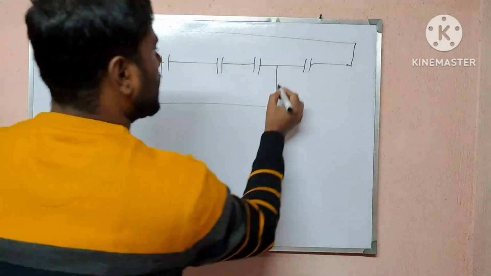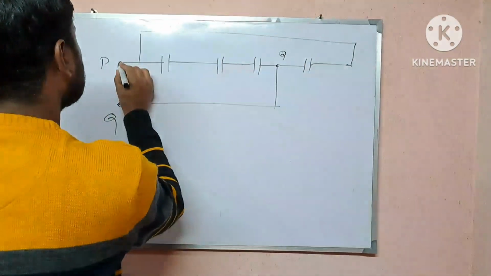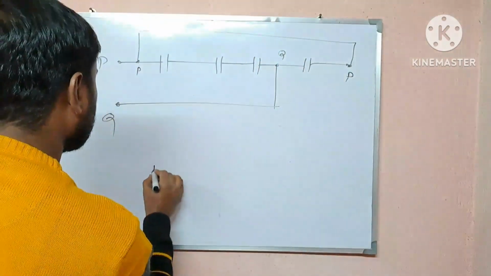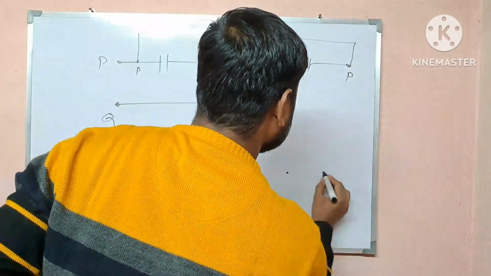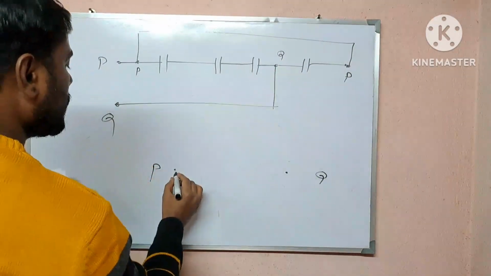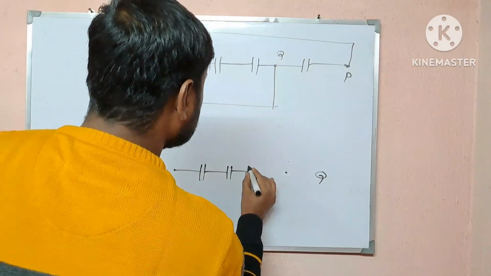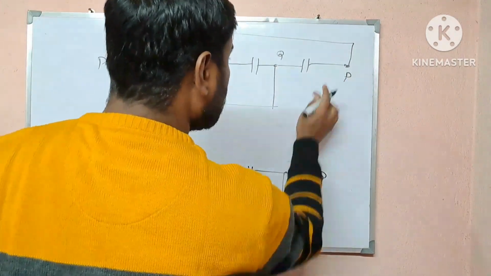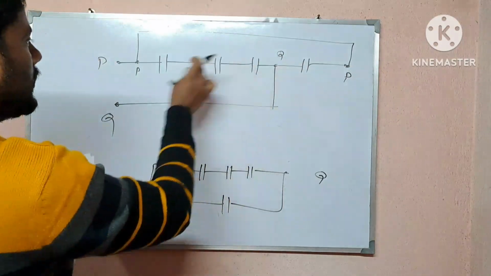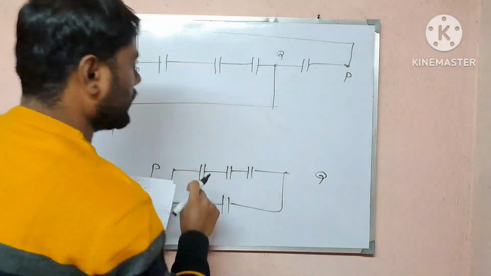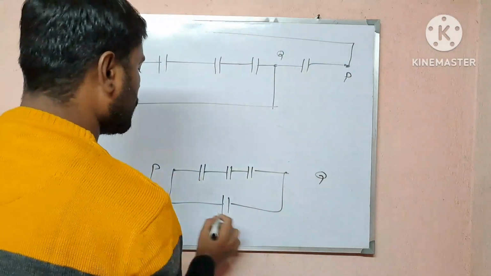This is Q, so that point will also be Q. This is P, this is also P, that will also be P. Now you have to find the equivalent capacitance between the points P and Q. Between P and Q, 3 capacitors are there. 1, 2, 3. And between P and Q, one more capacitor is there. From P to Q, these 3, as well as from P to Q, this one.